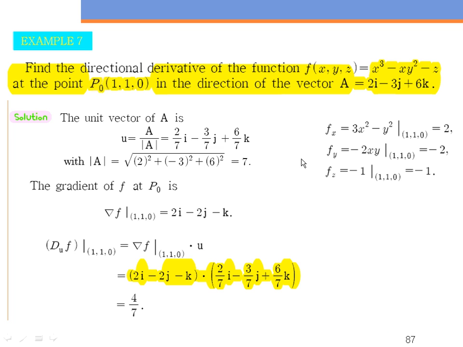How? In this case, we find the partial derivatives of f with respect to x, y, and z at the point (1, 1, 0). So we have a vector of 2, minus 2, and minus 1. And we get the unit vector by normalizing the direction vector, dividing by its length, its norm. Then we find the inner product of these two vectors, which gives us 4/7.